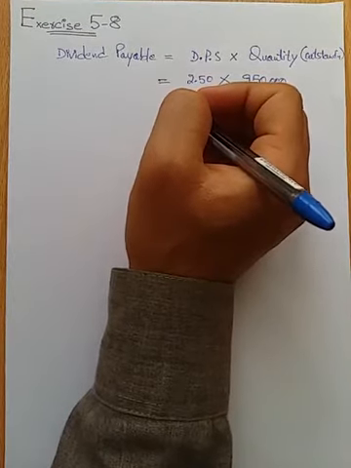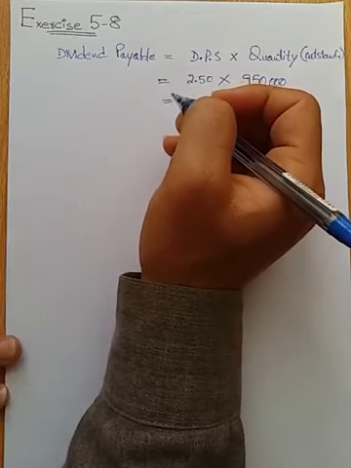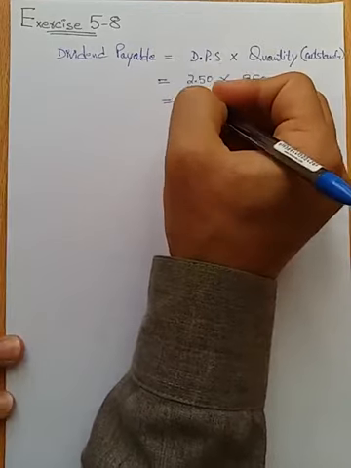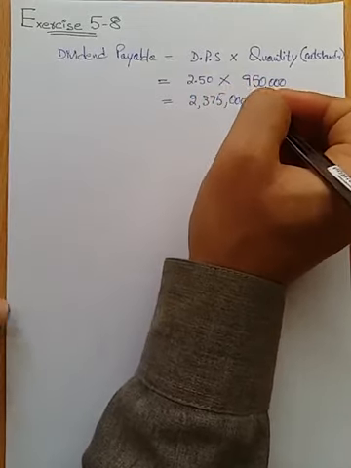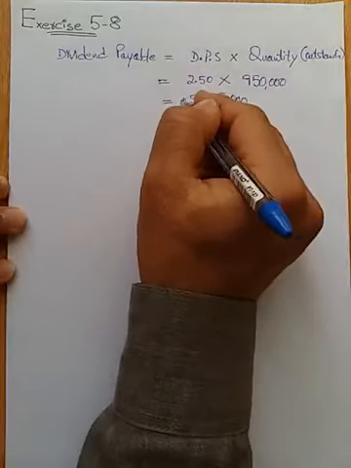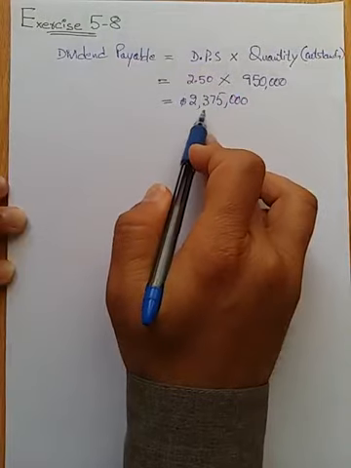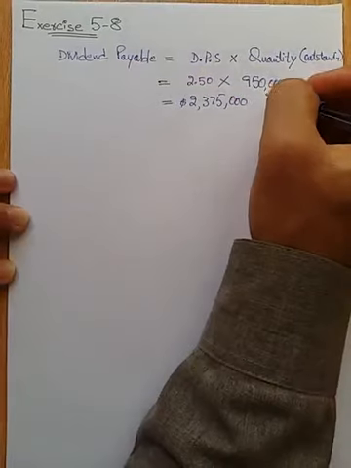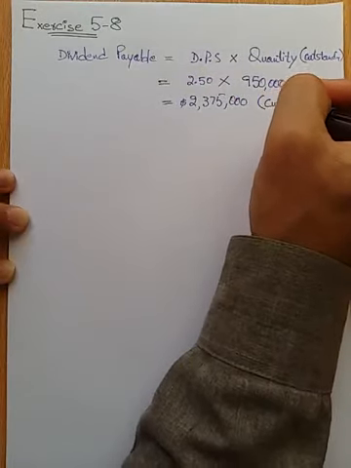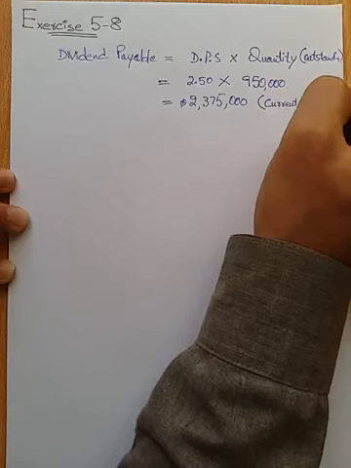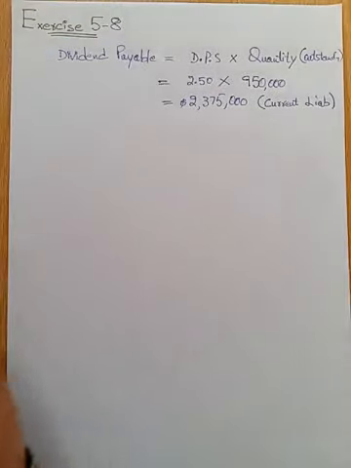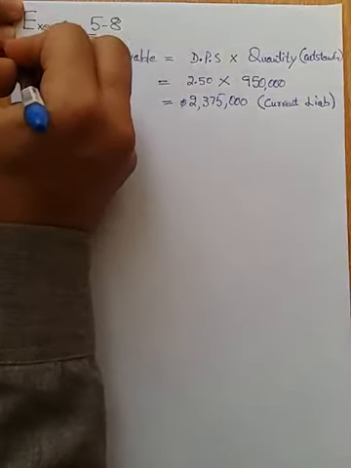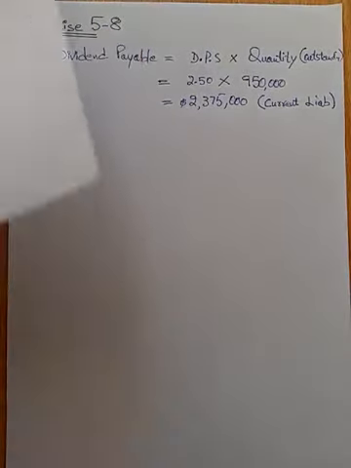If we multiply this, we will get a figure of around 2,375,000. This is the quantity of dividend that would be paid actually. Now the question is, is it a current liability or not? Yes, it is a current liability. Earlier we discussed this, that we just had to pay that within 1 year, so obviously it is a current liability. This was the answer of transaction A.